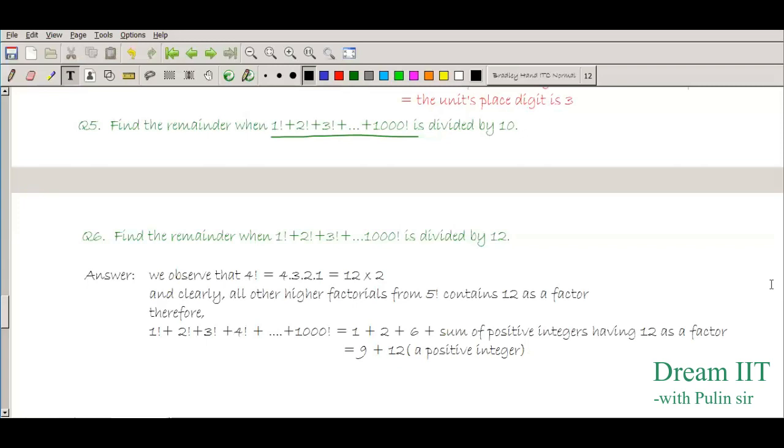So what did you observe now? A positive integer multiplied by 12 and then 9 added to it in order to get the required sum. इसका मतलब क्या है? Division algorithm हमें बोलता है 9 is the remainder, right? So directly you write, so by division algorithm, we get the required remainder as how much? 9.